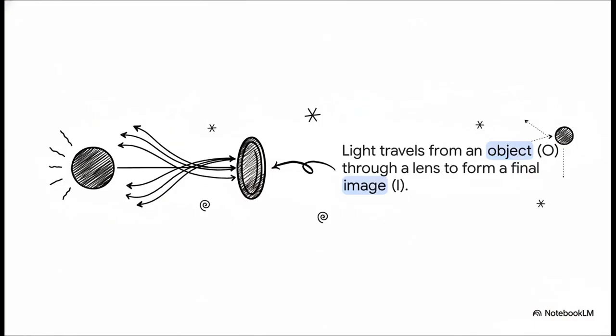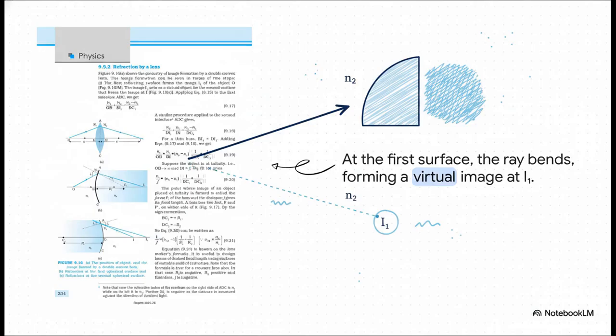So let's start with the big picture here. You've got light traveling from an object, we'll just call it O. It passes through this convex lens, and boom, it forms a focused image on the other side, which we'll call I. Our whole mission right now is to figure out the physics that's making this happen right inside that little piece of glass.